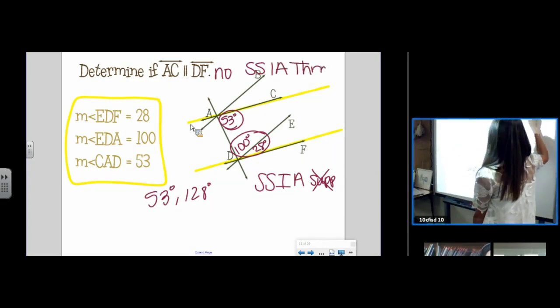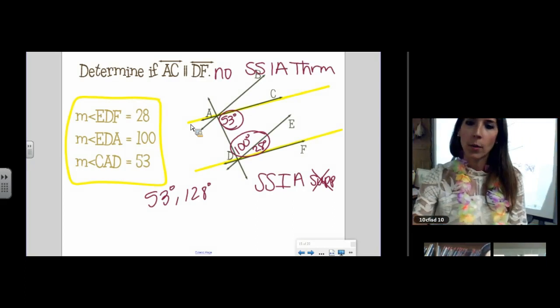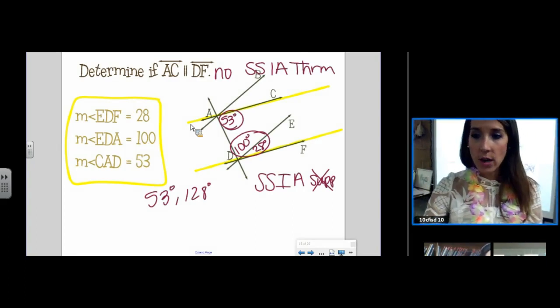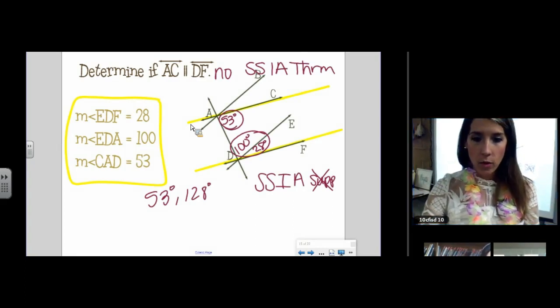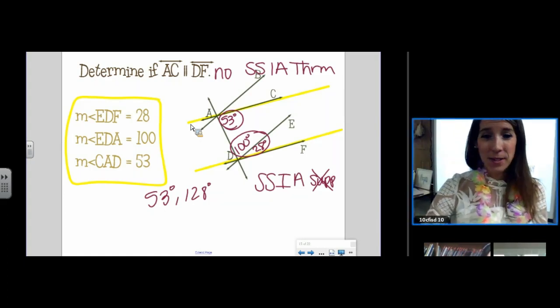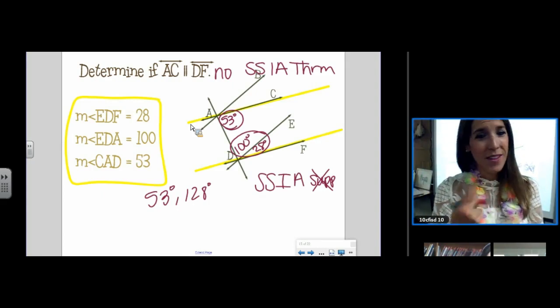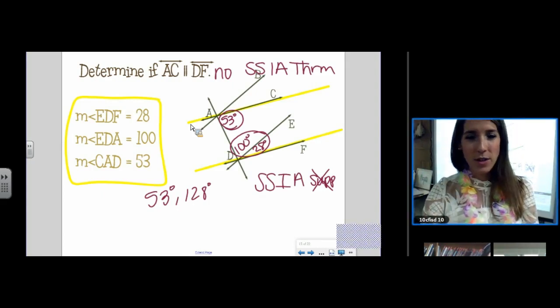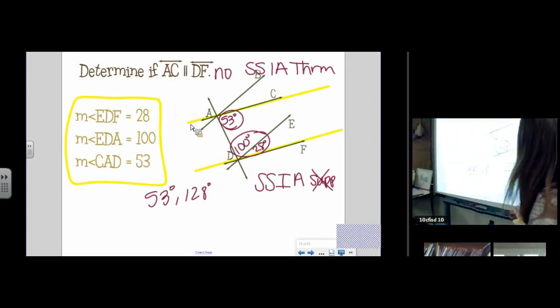theorem, and you can put theorem afterward or whatever you want. The reason is the same side interior angle theorem. That's the correct reason why. Okay? So the answer is no, because the angles weren't doing what they're supposed to. They were supposed to be supplementary, and they just weren't by 1 degree, but that matters.